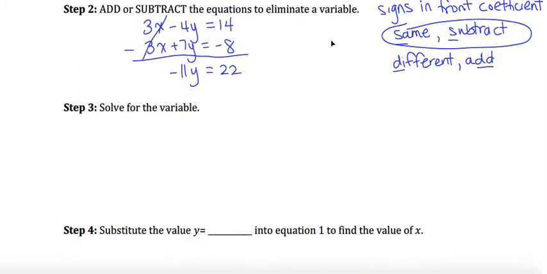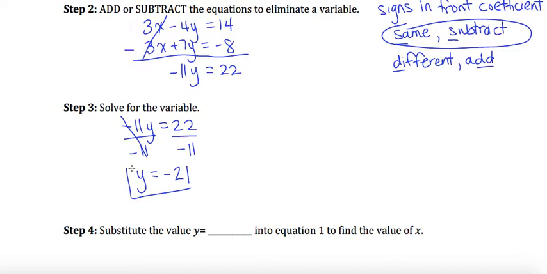So step number 3 is to solve for this variable that's left over. I'm going to rewrite my step right here. Now I'm going to divide both sides by the coefficient in front of my variable. In this case, it's negative 11. So negative 11 divided by negative 11 is 1, so I'm just left with 1y, or I can just write y. And 22 divided by negative 11 is negative 2. So the value that I've solved for y is y equals negative 2.